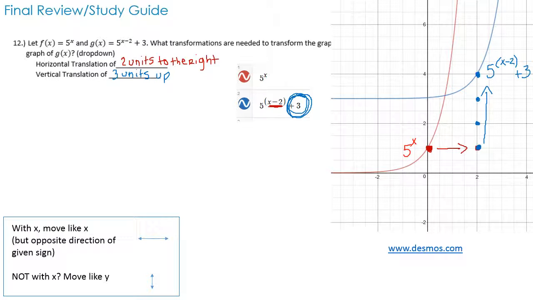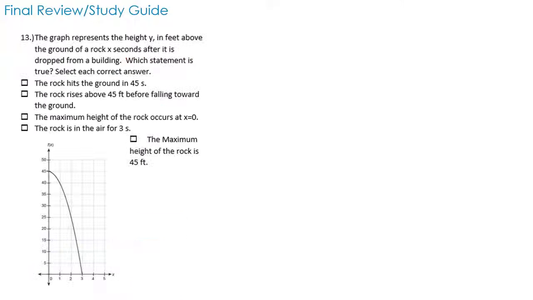And that's it for number 12. For number 13, we're given the graph represents the height y in feet above the ground of a rock x seconds after it is dropped from a building. Which statement or statements are true? So we can select each correct answer. So there is going to be more than one answer for this.